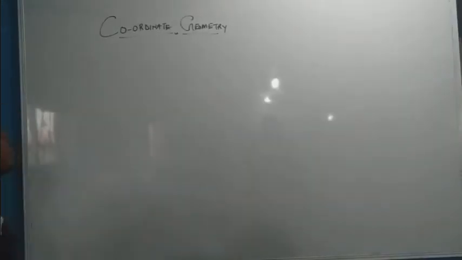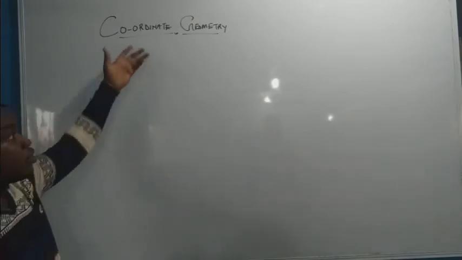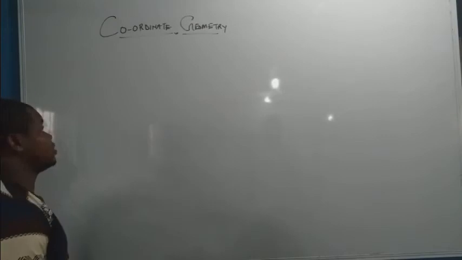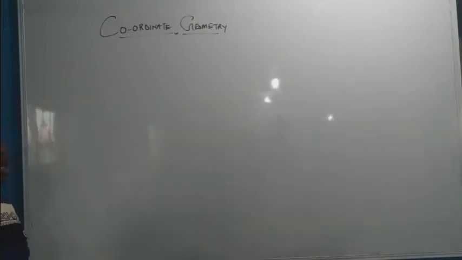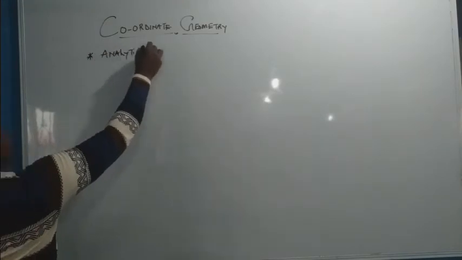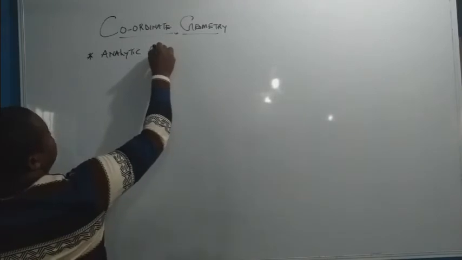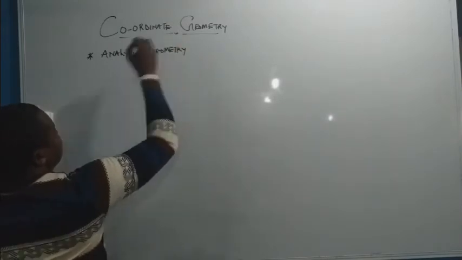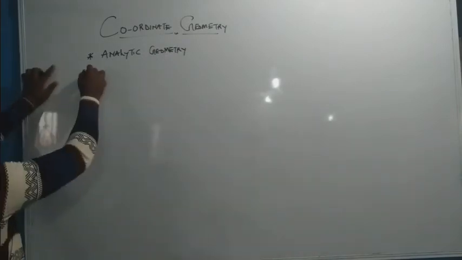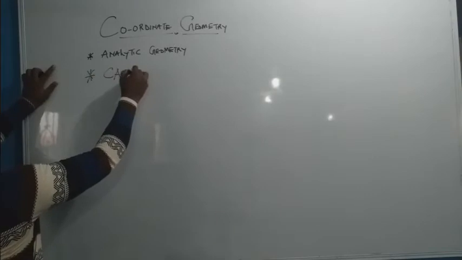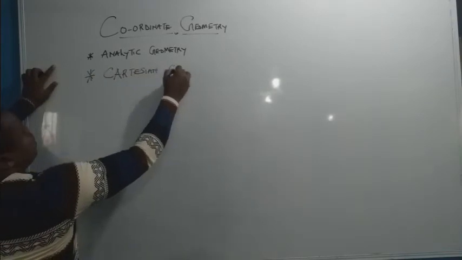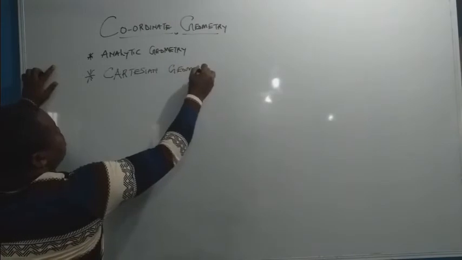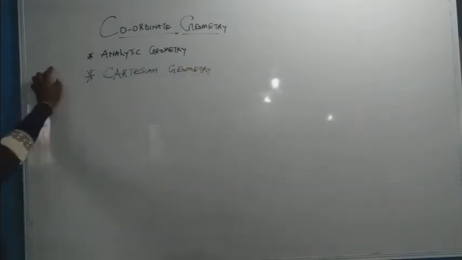Okay. In this section, we'll be talking about coordinate geometry. Is that clear? So, what then is coordinate geometry? It also has other names. Another name for coordinate geometry is analytic geometry. Okay. And it's also known as the Cartesian geometry. Is that clear? So these are other names of the coordinate geometry.